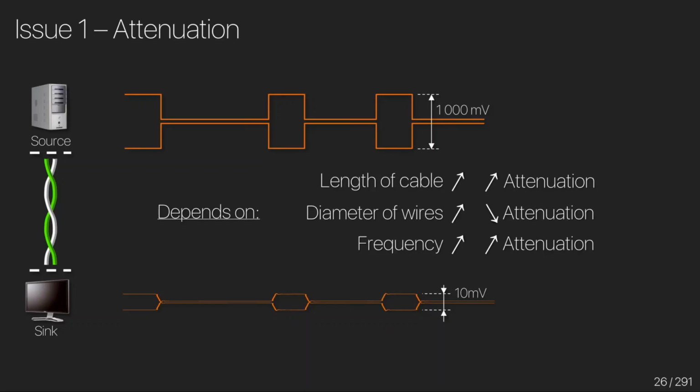If you imagine increasing the frequency and having to swing all the way between the high voltage and the low voltage faster and faster and faster, you can imagine how that might increase the attenuation, giving you less time to get to the highs and the lows.